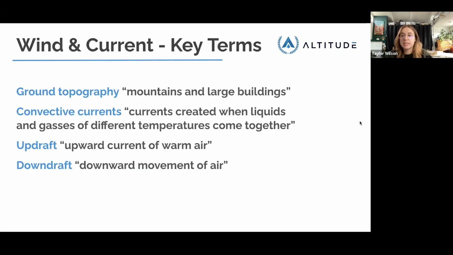Okay, wind and current and some terminology. When we're talking about ground topography, we're just talking about mountains or large buildings. Convective currents are currents created when liquids and gases of different temperatures come together. So you have two air masses of different pressure or temperatures, and they come together, creating convective currents. We have an updraft, which is an upward current of warm air, and then a downdraft, which is a downward movement of air.